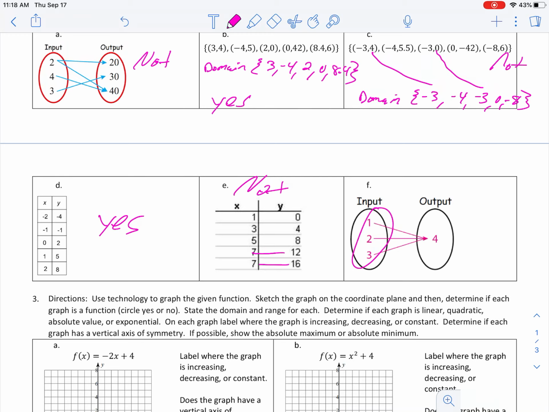Letter F, this is a mapping diagram again, but what I notice on the input, the domain, is that 1 goes to 4, 2 goes to 4, 3 goes to 4. That is cool. We can do that as long as 1 wasn't also, say, going to a 5 there. They can all go to the same location, but I can't have a value in the domain going to a different output. So this is going to be a function.